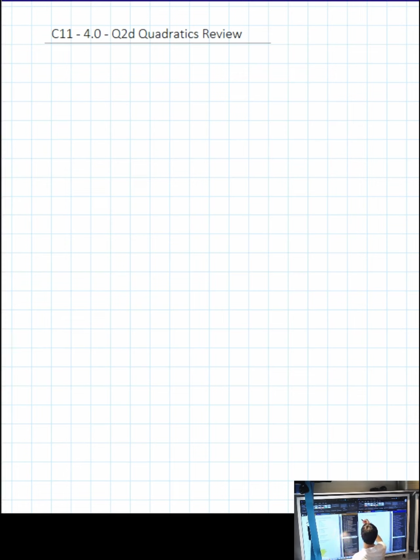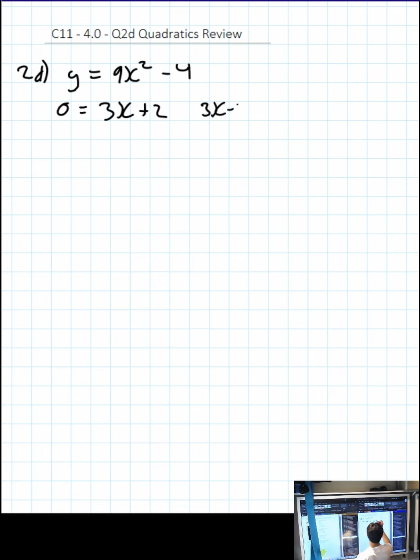Okay, we have 2D. So we have y equals 9x squared minus 4. So we have a difference of squares. Let's put 0 in for y. We're looking for x-intercepts. And this is simply going to factor to be 3x plus 2 and 3x minus 2. Again, if you have difficulty factoring, go back to grade 10 and learn how to factor. There's all sorts of notes, homework, video on those.